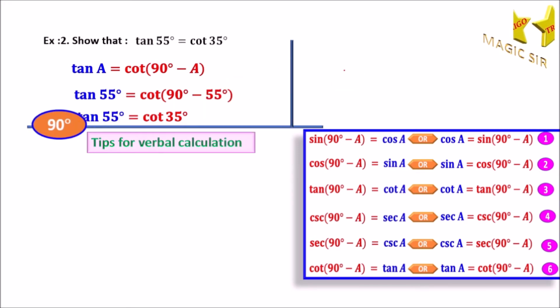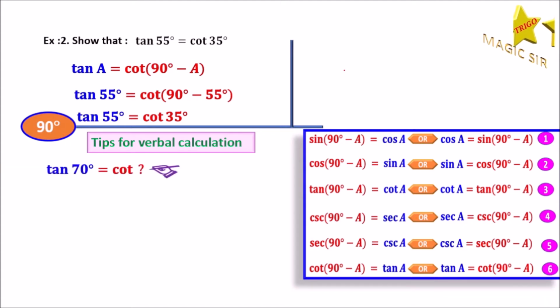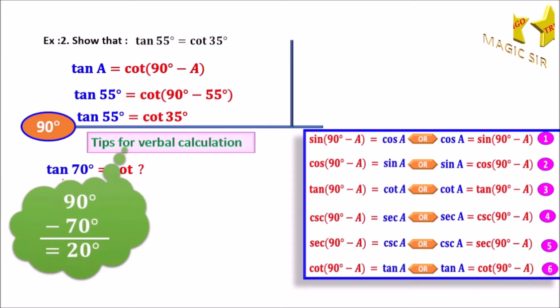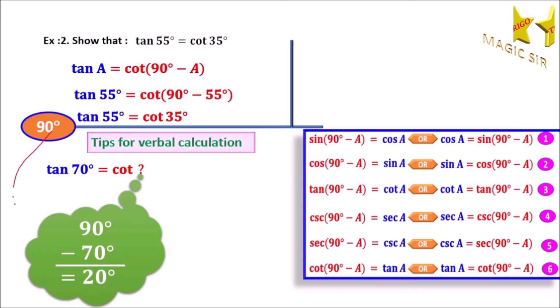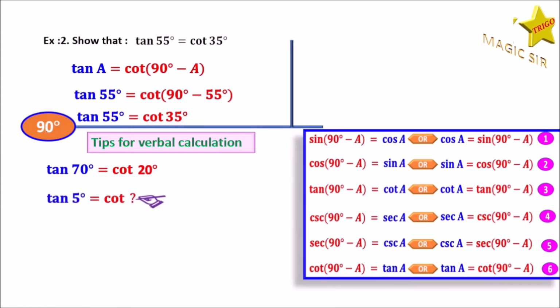Here is the tip for verbal calculation. How do you convert tan 70 degrees to cotangent? It is so simple. Just subtract the given angle from 90 degrees. Here 70 degrees is an acute angle. So tan 70 degrees is equal to cot of 90 degrees minus 70 degrees, which is 20 degrees. Therefore, tan 70 degrees is equal to cot 20 degrees.